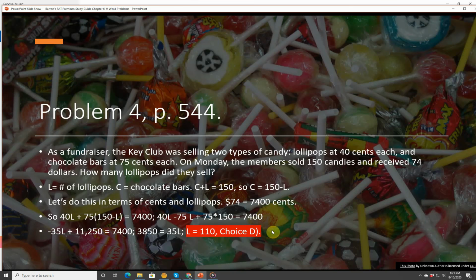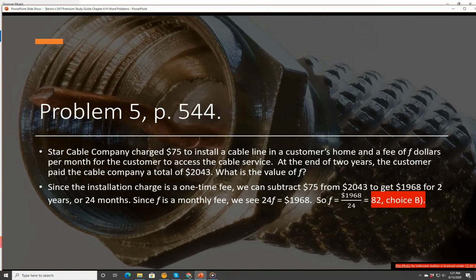Hopefully this will be on the calculator section, but it's just going to be a little annoying if you actually have to do the math. Most likely this will be on the calculator section, though.